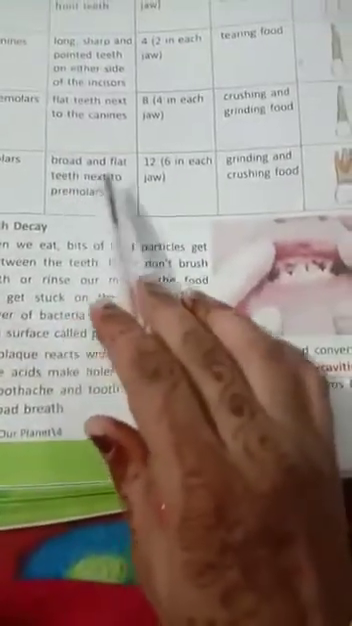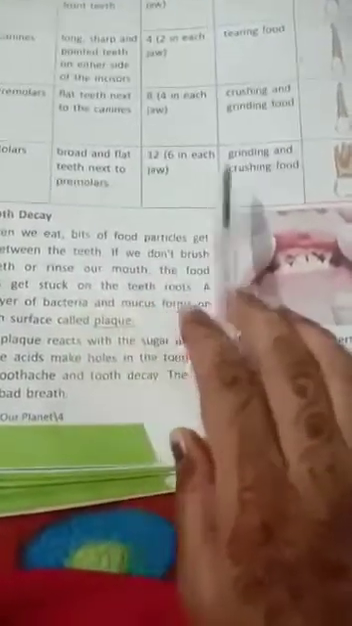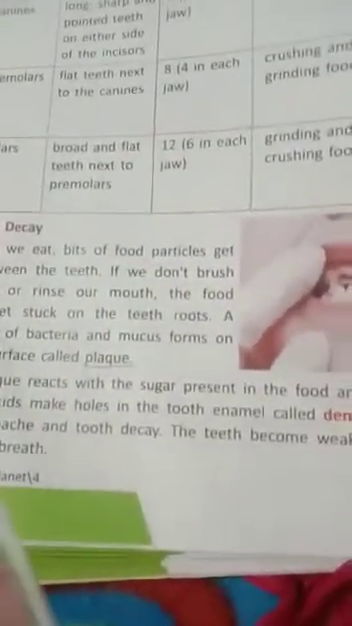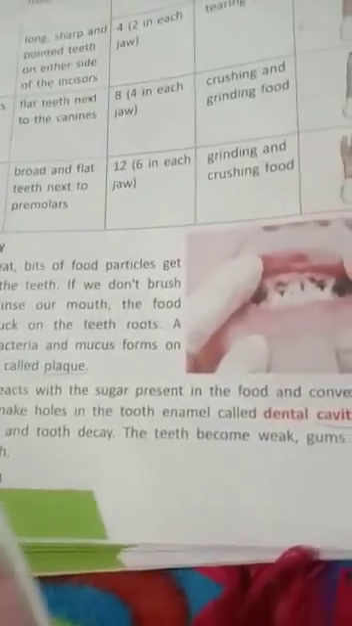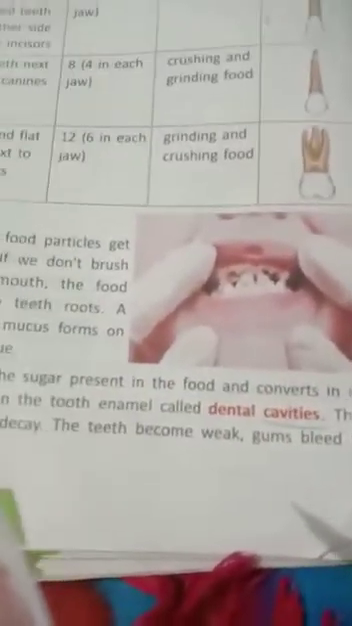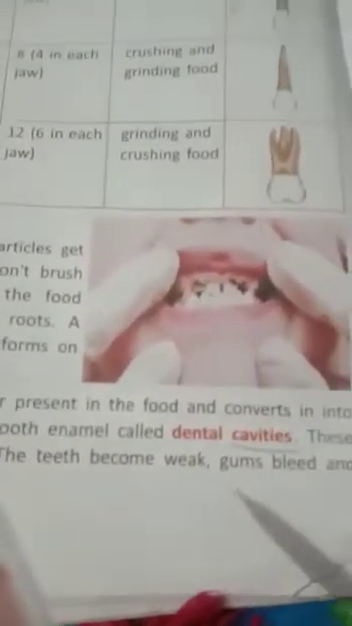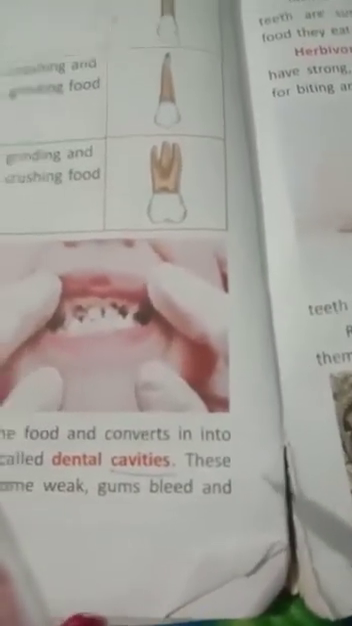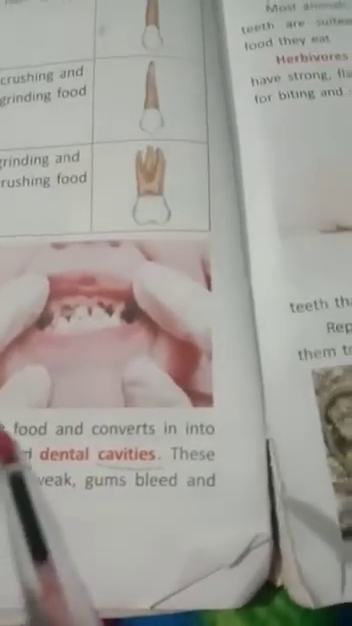And the last kind is molars: broad and flat teeth next to the premolars. After premolars there are molar teeth, which are broad and flat. The number of these teeth is 12, 6 upper jaw and 6 lower jaw, and their work is also to grind and crush the food. And this is the shape of the teeth. You can see here, this is very flat and broad. See here, a broad part of our teeth.